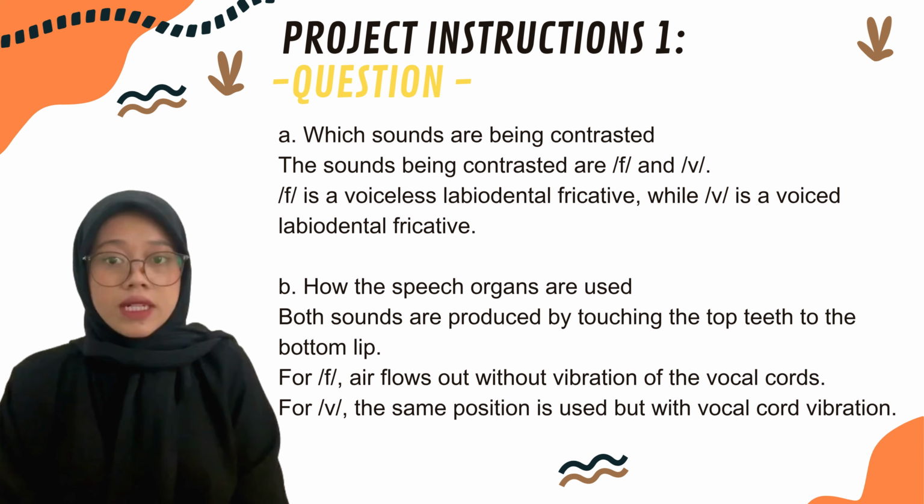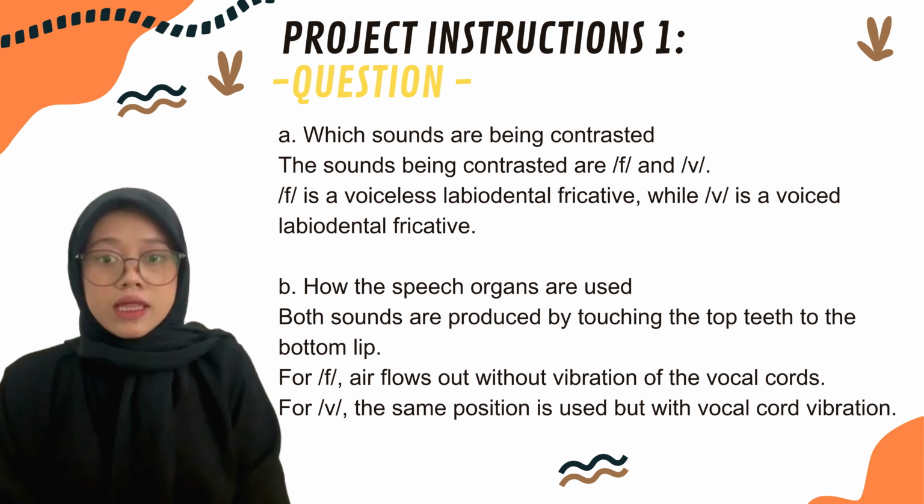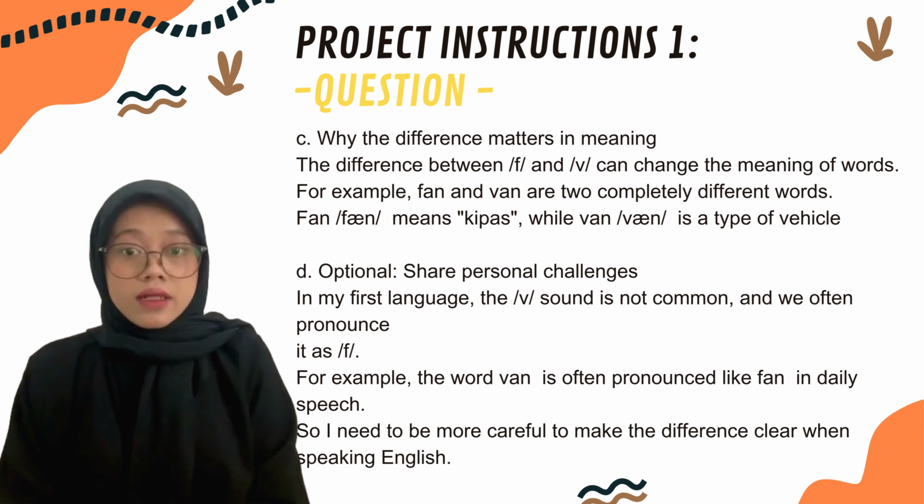And then the next question is how the speech organs are used. Both sounds are produced by touching the top teeth to the bottom lip. For F, air flows out without vibration of the vocal cords. For V, the same position is used, but with vocal cord vibration.